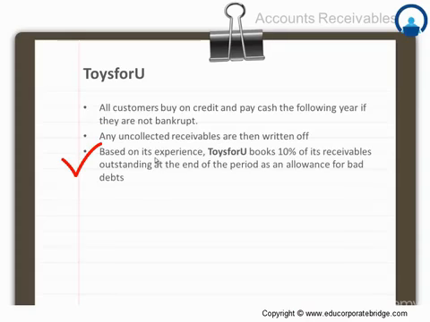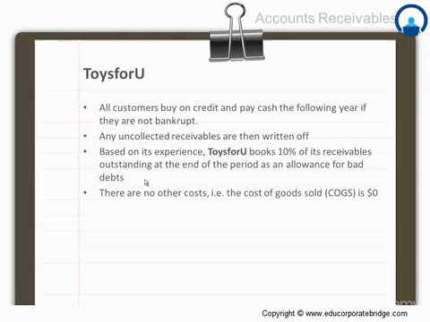Number three, the management provides us with these details that based on their experiences, Toys for You books 10% of its receivables outstanding at the end of the period as an allowance for bad debt. Number four, there are no other costs. That is, cost of goods sold is zero. Obviously this assumption doesn't hold true, but for the sake of example we will take this.